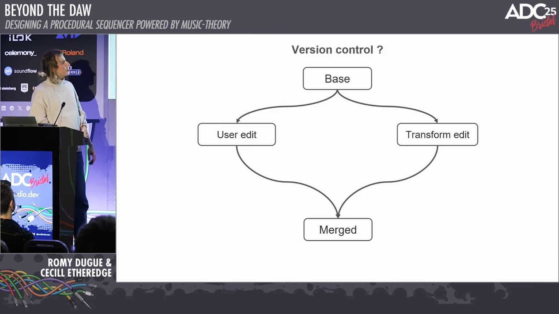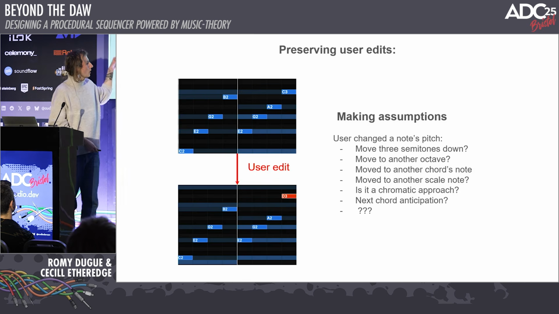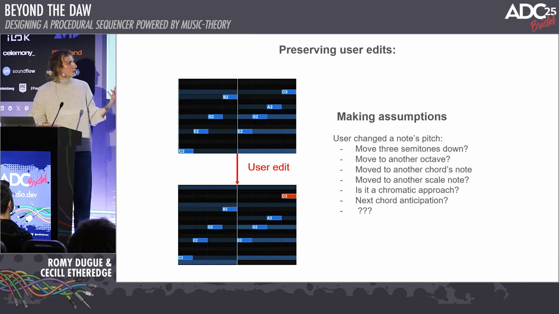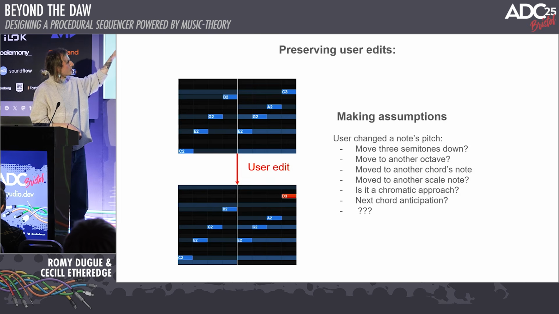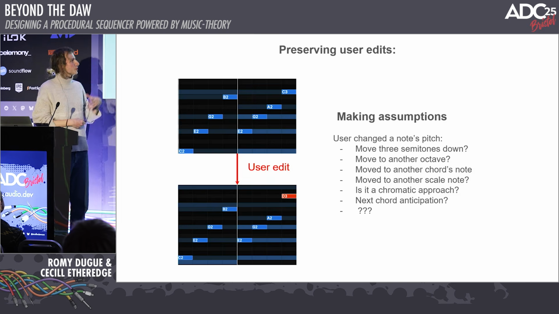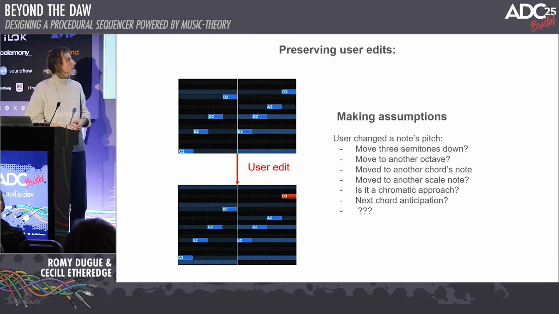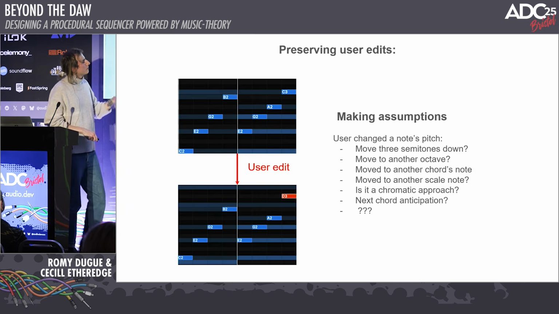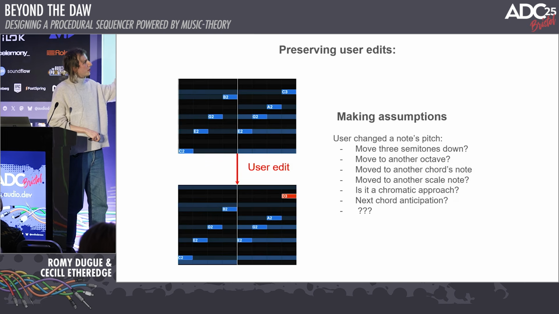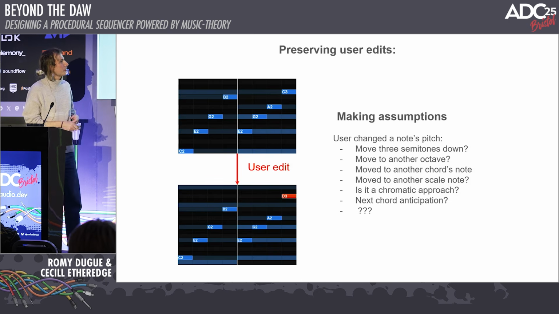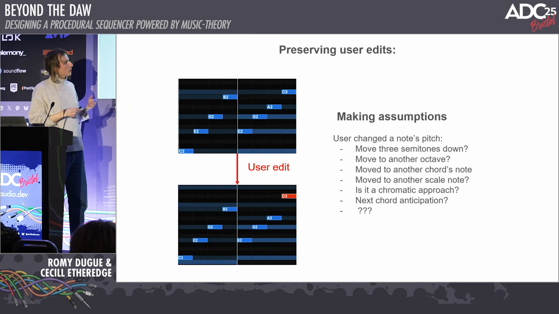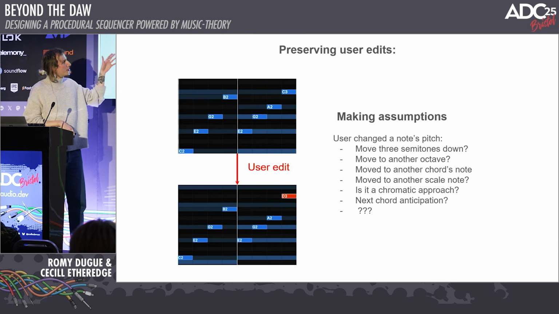And it's a little bit different because here we have lots of knowledge about what the user just did. And we can make all sorts of assumptions to encapsulate that simple operation, which is moving a note by one semitone, into something more meaningful to be able to reconcile the two views. So did the user move the notes a few semitones down? This is very vague. Did they move it to another octave? That's a really simple case because we can replicate that. Did they move it to another chord note, to one of the scale notes?